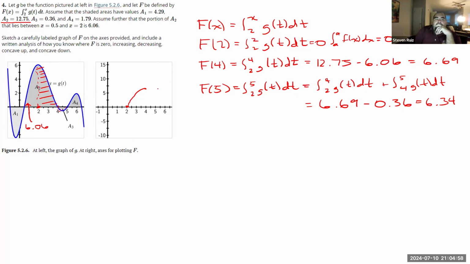So from 4 to 5, it's going to be a very small thing here, but I'm going to decrease a little bit. All right, so we know at x equals 5, my function f is going to reach this point of 6.34, but can we be more specific about how it's going to reach that point?